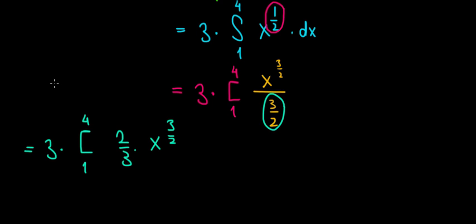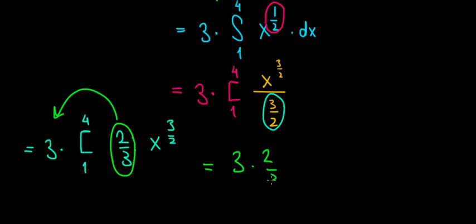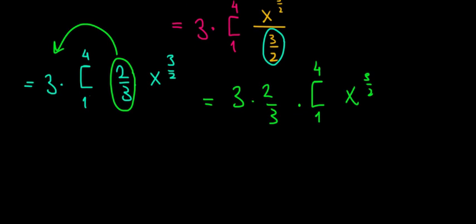Again, we have a constant. That 2 over 3, which is the constant, we take it out over here, and we will have 3 multiplied with 2 over 3 multiplied with the result of the integral, with the boundaries between 1 and 4 of x to the power of 3 over 2. Now, what do we do next? Well, we can cancel out some stuff. 3 and 3 are going to go away. So this and this goes away, and we're left with 2 multiplied with.